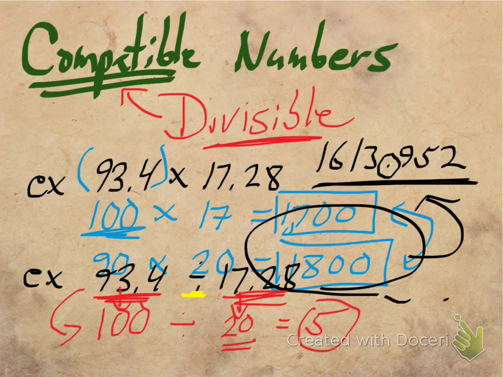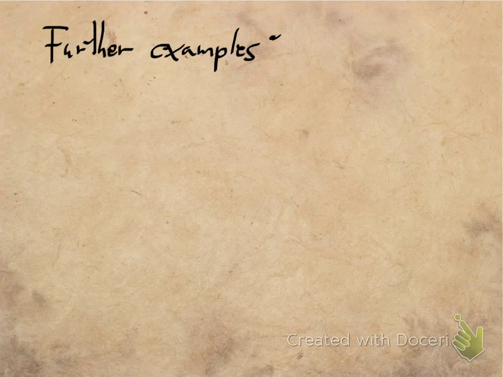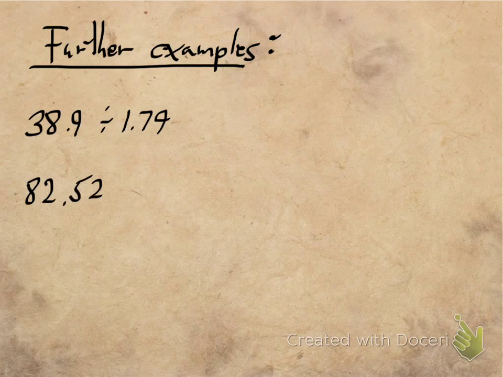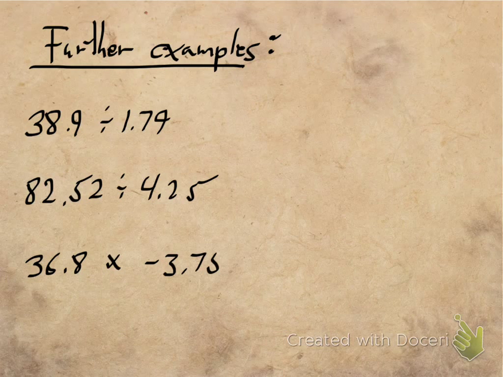Okay, the front-end estimation and the clustering are fun. They're interesting, but they're not very prevalent. We don't use them all the time. Okay, all right. So let's go ahead and wrap this up. Let's just do a couple quick examples. And so I want you to go ahead and take these three examples. The first two, notice, are division. The third one is multiplication.